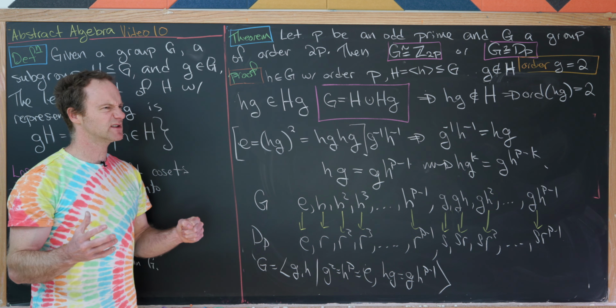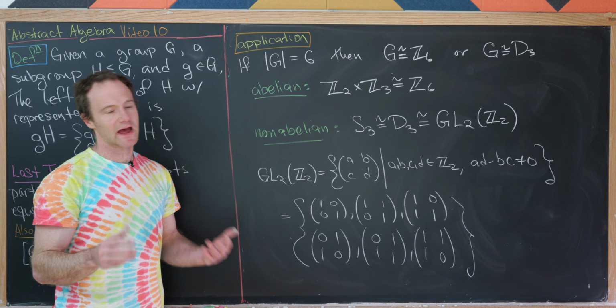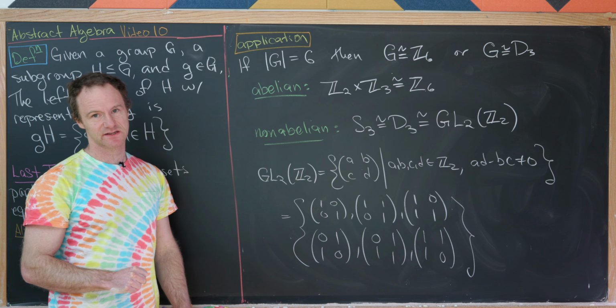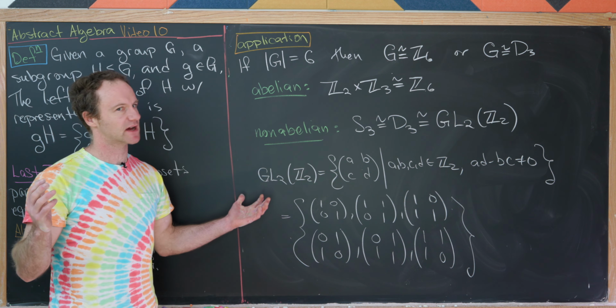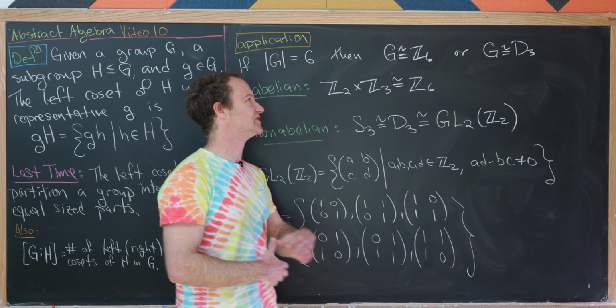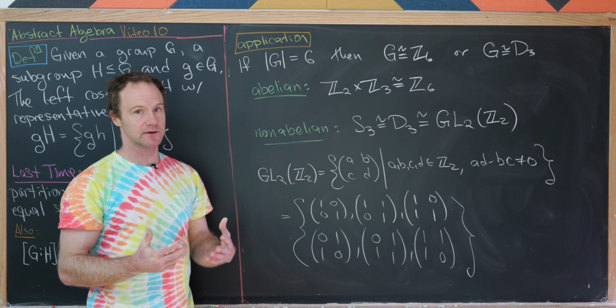Okay, nice. Now let's look at a quick application before I leave you with some warm-ups. Here's a quick application of that result, and this is groups of order 6. So 6 is 2 times 3, and 3 is obviously the smallest odd prime. So our result proved that G is isomorphic to Z6 or D3.